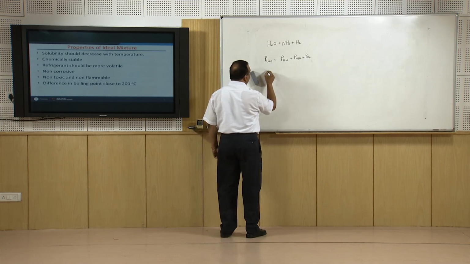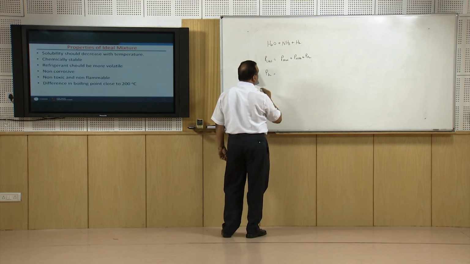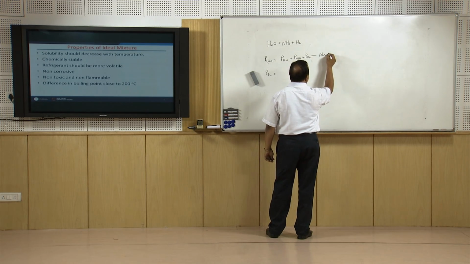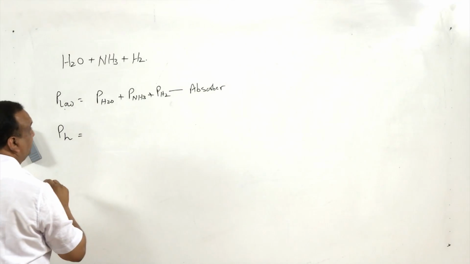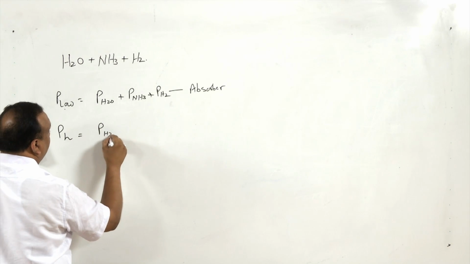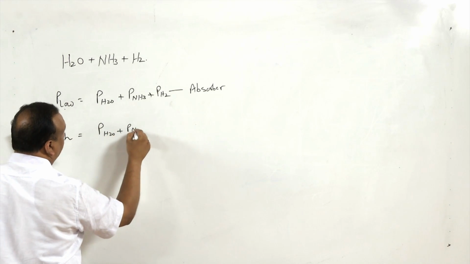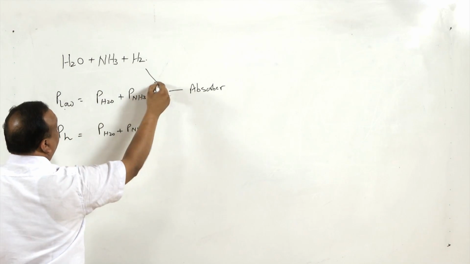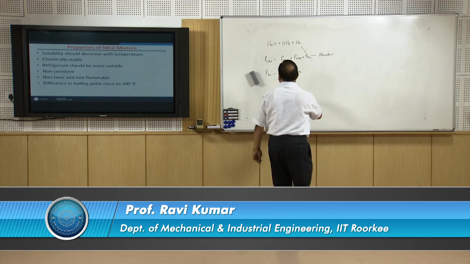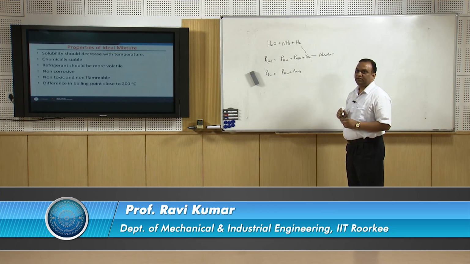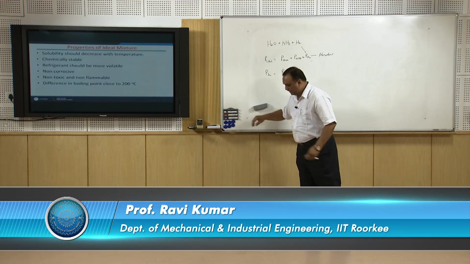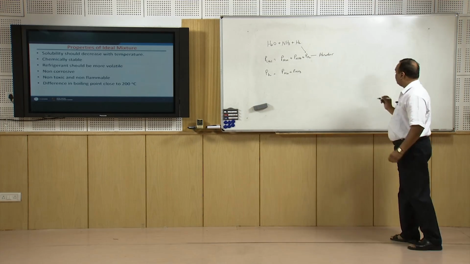In the high pressure side, low pressure side meaning the absorber, and on the high pressure side it is partial pressure of water and partial pressure of ammonia. So, hydrogen is confined to the low pressure side, and the total pressure of the system remains constant. Now, I will draw the schematic of the system, and the working of the system will be clear to you.